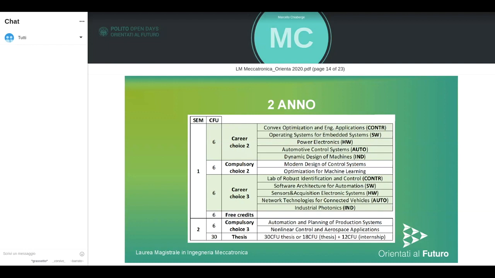In the second semester of the second year, you will have just one 6 credit course, and then the thesis. The thesis is 30 credits, so a lot, because normally the thesis is experimental, and the duration is normally around 6 months, not less, because you can do the thesis either here at Politecnico or in a company or in a foreign country or in a foreign company. So many different possibilities.